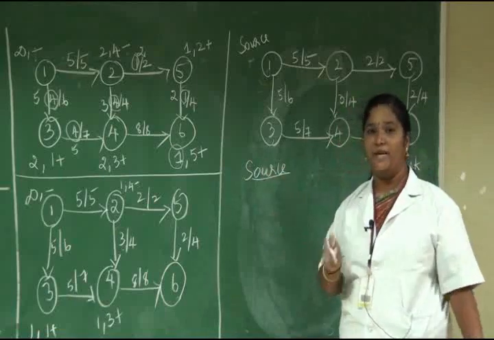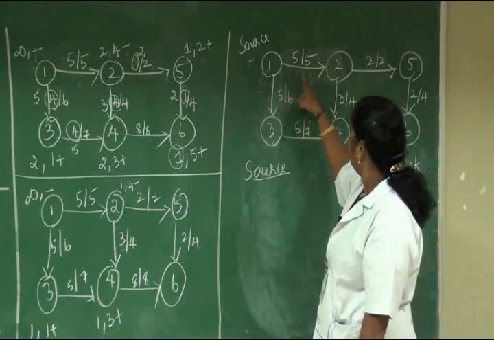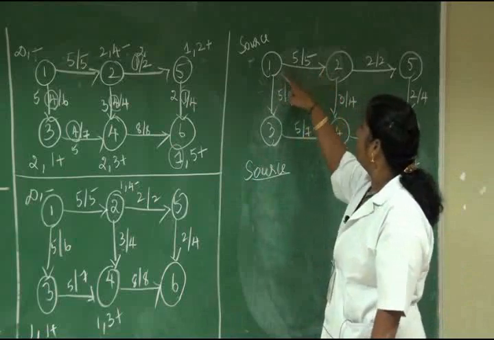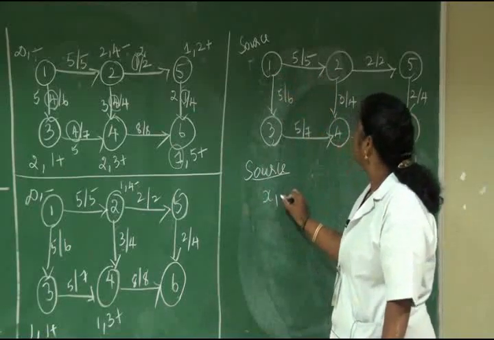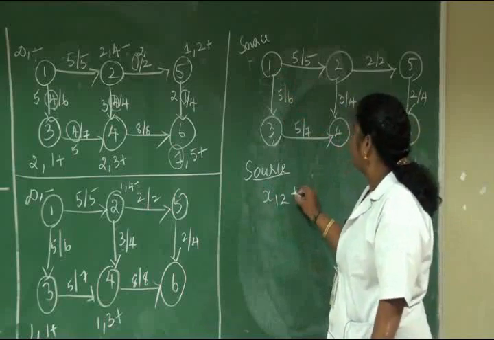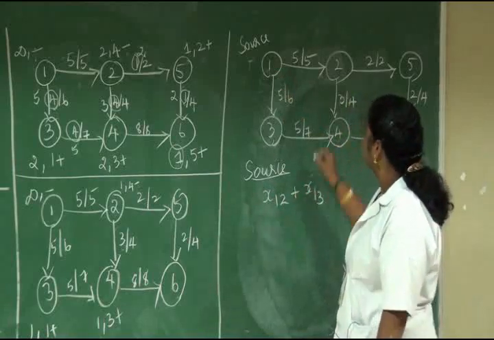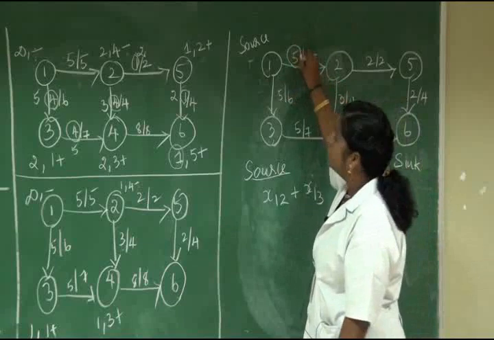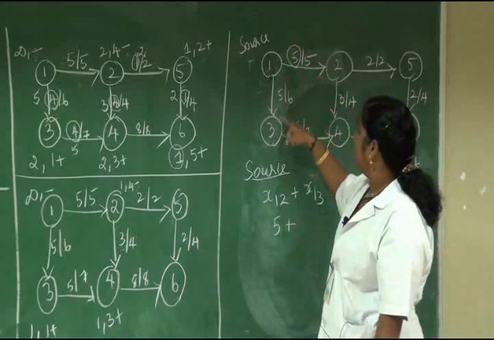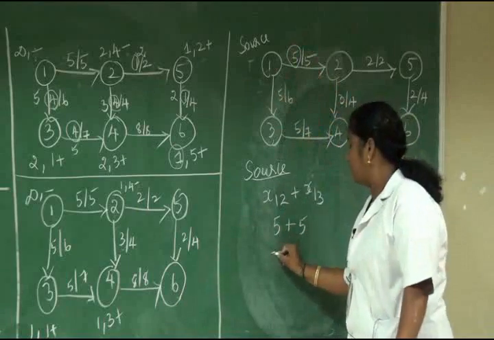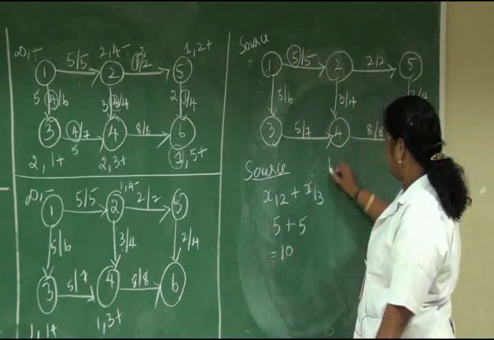So consider your source vertex. In source you are having two outgoing edges, which are 1, 2 and 1, 3. So write their flow values. They become x12 and x13. x12 value is 5, so you have to write 5 plus x13 value, which is also 5. It is equal to 10.